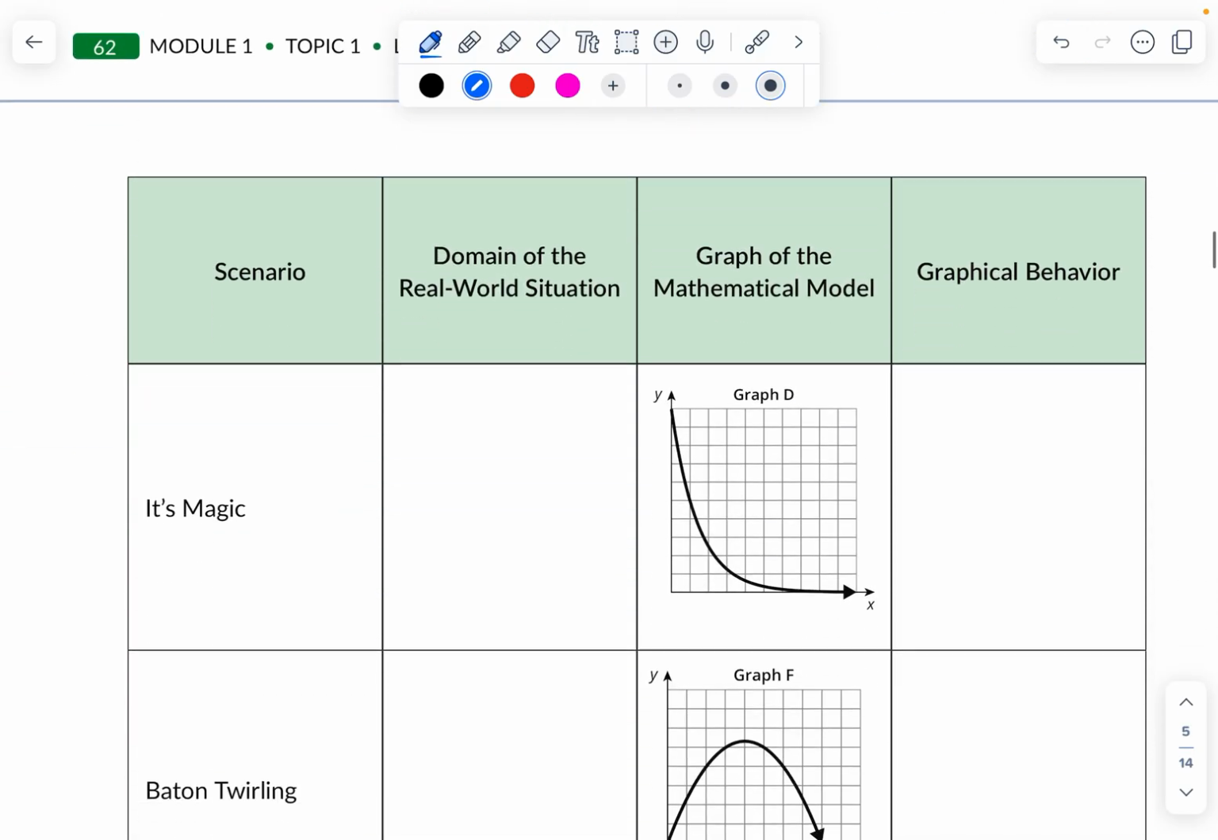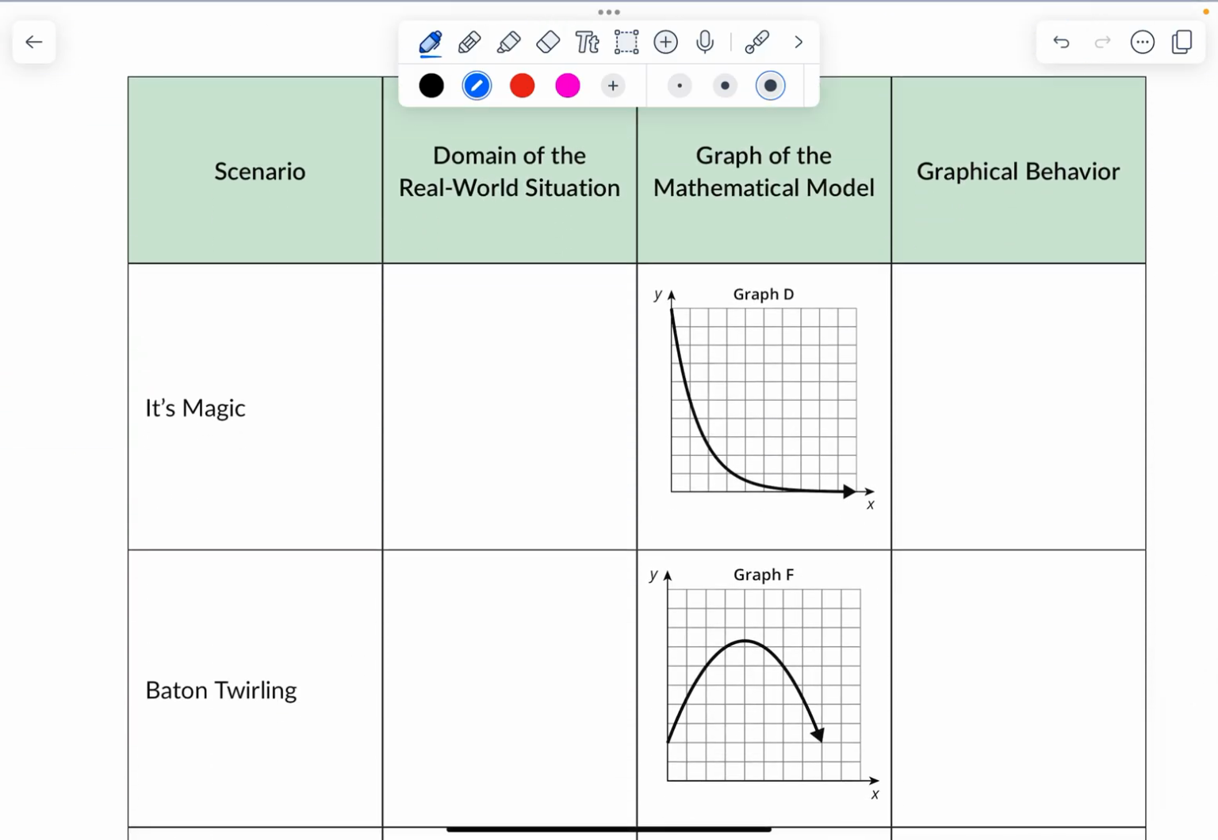Okay. Next one, we've got our It's Magic. Now on this one, we have the magician, and he starts with a length of rope, and it is length in feet. And it starts out at 20 feet long. And down at the bottom, we're measuring cuts. So he starts out at 20 feet, and at the first cut, he's already cut it in half, which is going to put us at 10 feet.